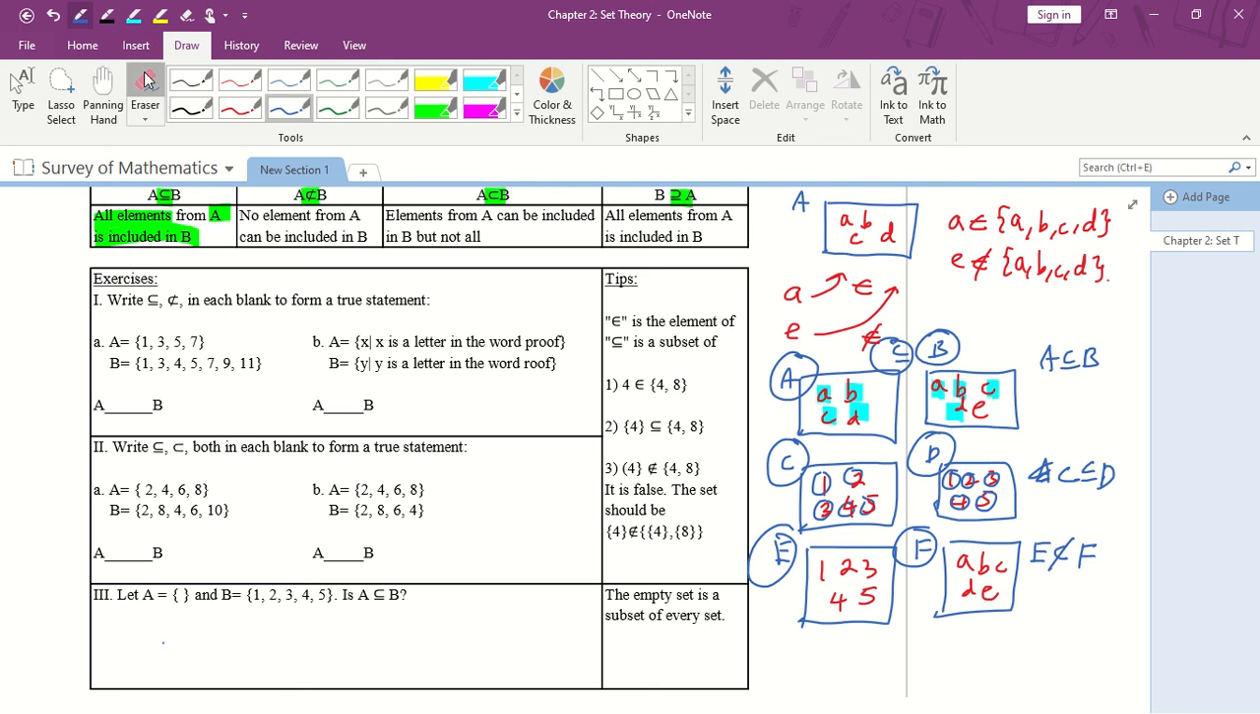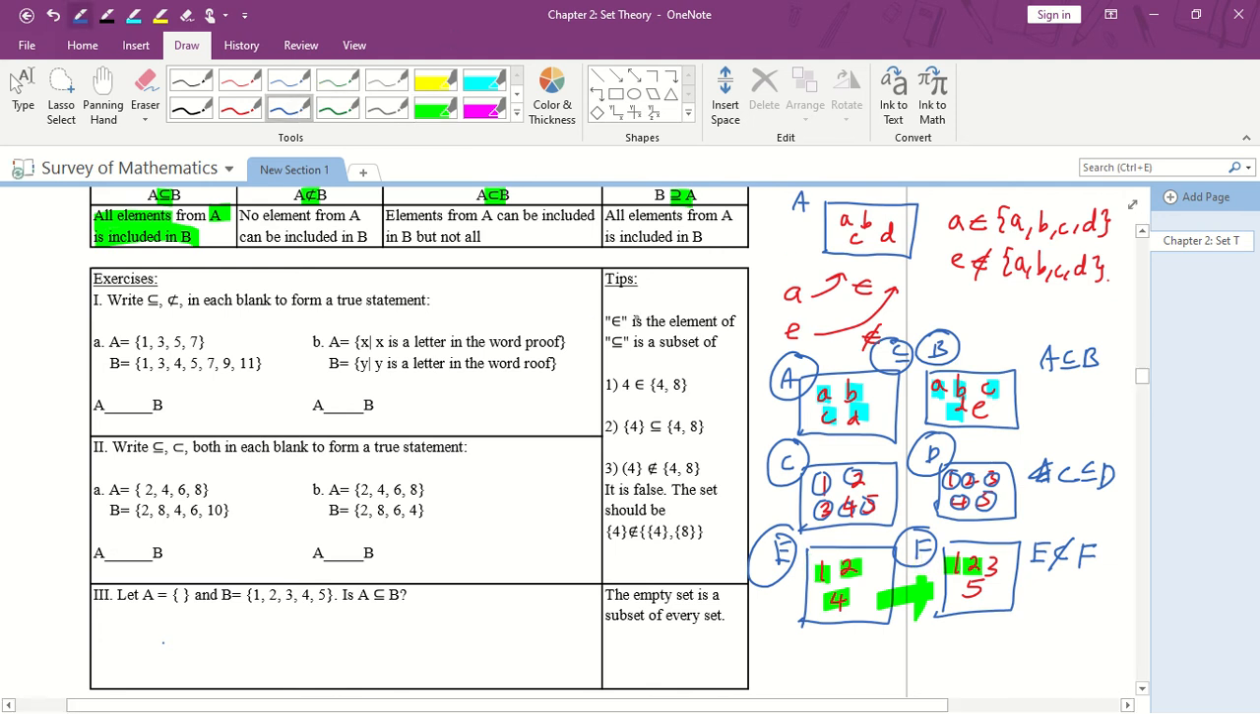Then what if I do it like this? E has 1, 2, 4, and F has 1, 2, 3, 5. Is E a subset of F? The answer is no. Why? Because we have 1 here and 2 here, but we don't have 4 in the set F. So E is not a subset of F.